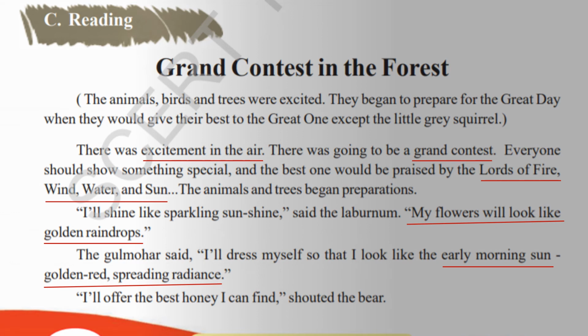When you are reading the story, try imagining the story as a picture in your head. Here are some examples. You can capture the excitement in the air. You can also imagine the grand contest happening in the forest. How do you think the lords of fire, wind, water and sun look like? "My flowers will look like golden raindrops." How do the flowers look if they look like golden raindrops? Can you imagine? The flowers, they look like early morning sun, golden red, spreading radiance. Can you imagine how the flowers are looking?